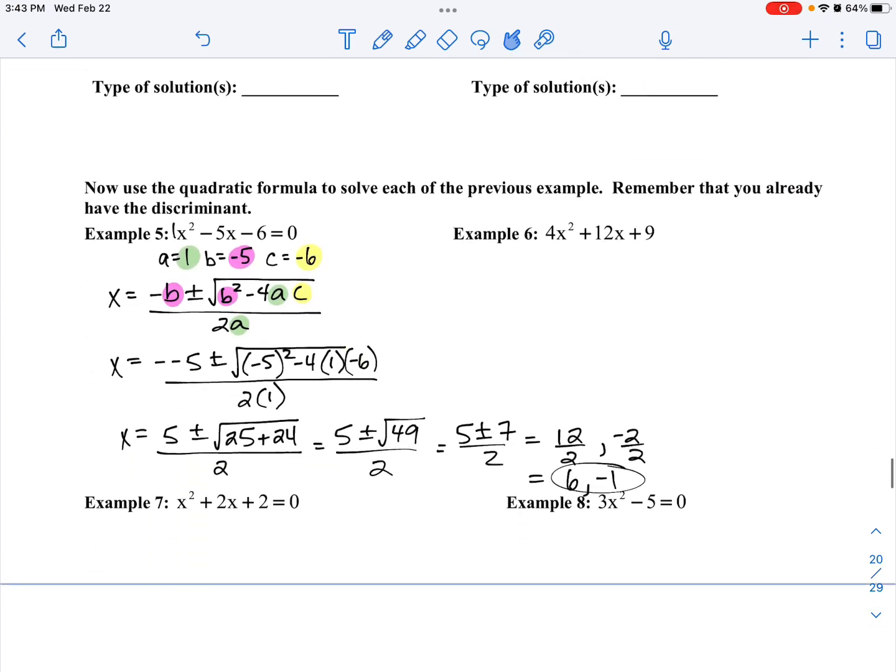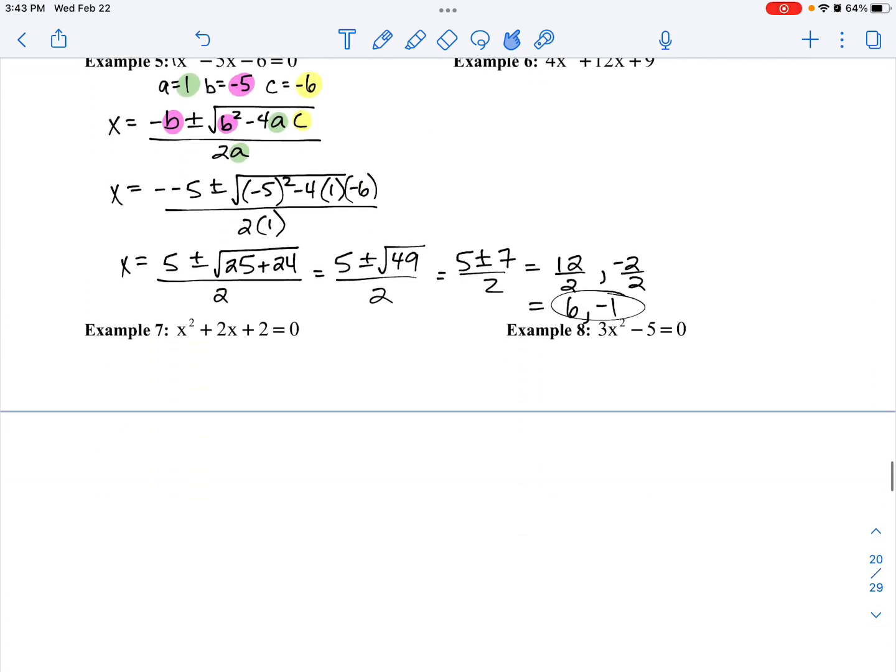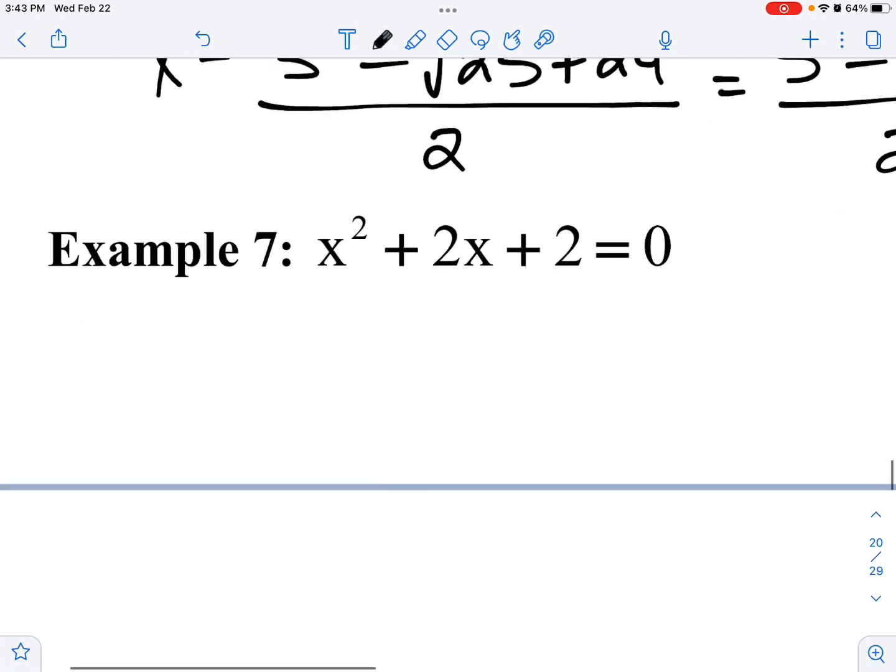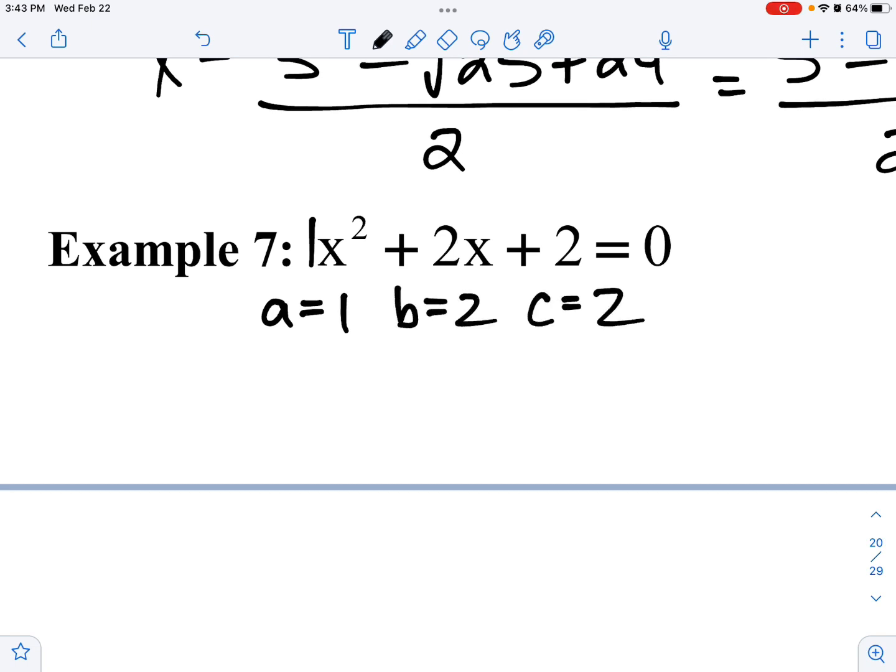Let me try another one. I kind of ran out of room. Let me try number 7. I don't know what this is going to look like on your paper if this is cut off like mine is, but this means that my a is 1. Remember, the number that's with the x squared is just 1. This means my b is 2, and this means my c is also 2.